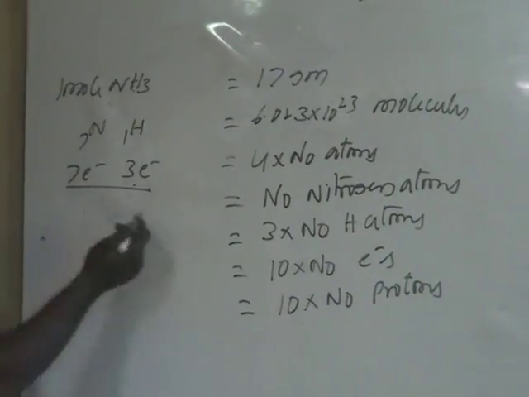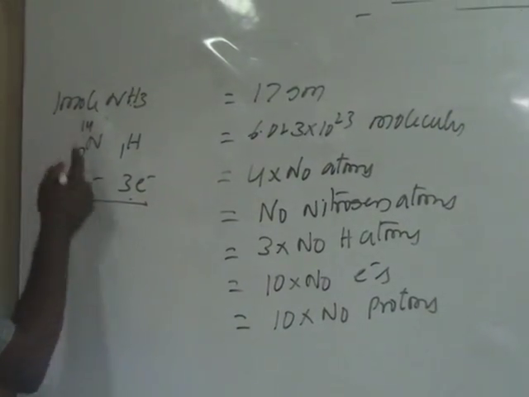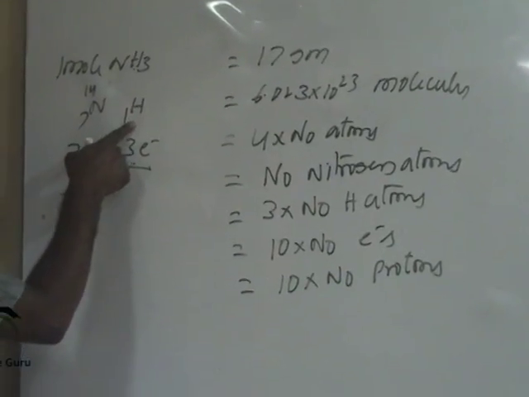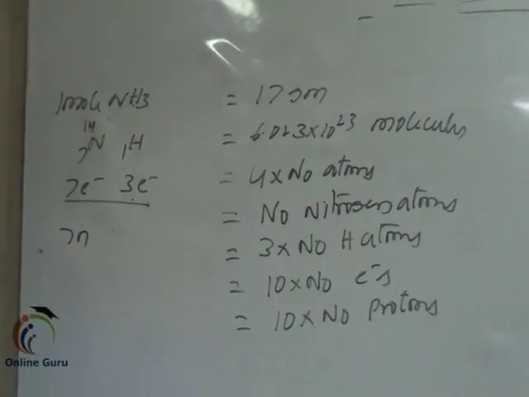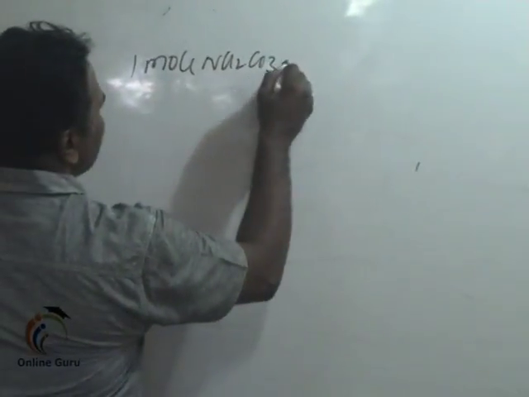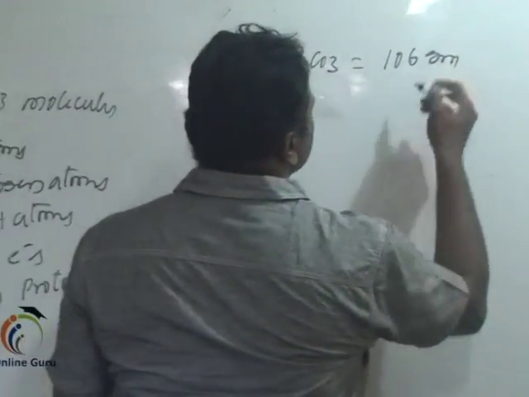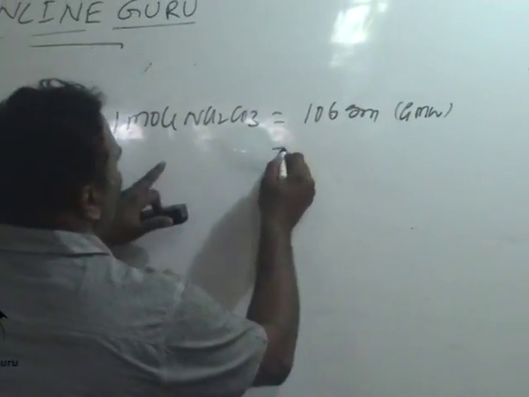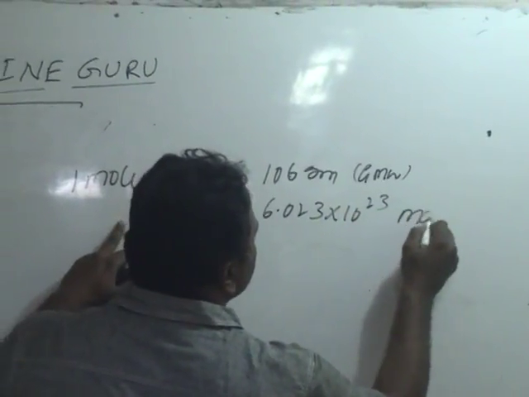Then we can also calculate the number of neutrons. The mass of nitrogen is 14, so it has 7 neutrons, and each hydrogen, generally protium, has 0 neutrons, so the molecule has 7 neutrons. Similarly, 1 mole Na2CO3, sodium carbonate, equals 106 grams, that is equal to gram molecular weight. 1 mole Na2CO3 equals 6.023 into 10 power 23 molecules.